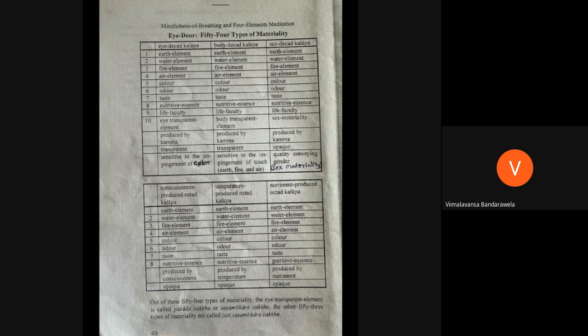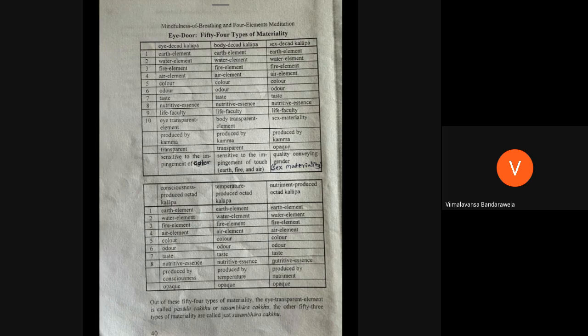So now you have 4 causes for Rupa arising. What are they? Kamma, Chitta, Utu, and Ahara. Those are the causes for materiality to arise. Keep in mind, that is very important to practice vipassana. And now we reach the other doors. We have another 5 doors remaining.